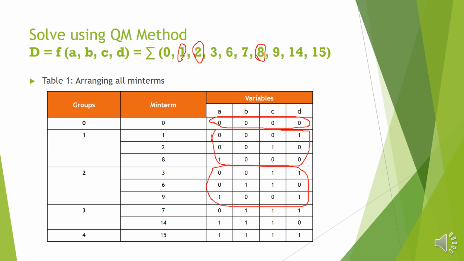Then you go with 7. 7 is 0111, which means 3 ones are there. For 3 ones, if any other minterm is given, 14 also belongs to the group with 3 ones. So you can form it like this. Then the last one is 15, which has 4 ones. In such a way, you should order the given Boolean expression to solve.